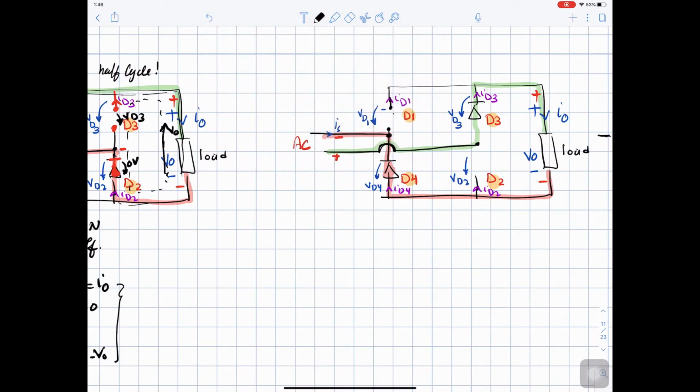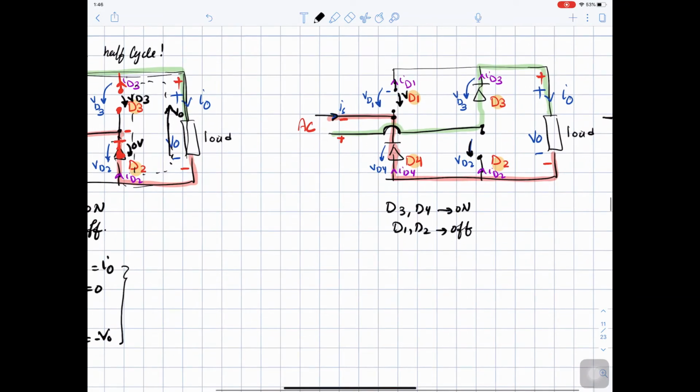So here we have open circuit and V diode 1. Here we have open circuit and V diode 2. So in this case, diode 3 and diode 4 are on, diode 1 and diode 2 are turned off. You can see here I source is going in this direction, or actually the current is going out.